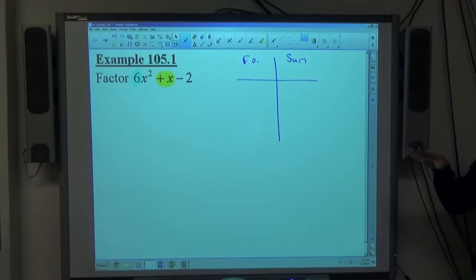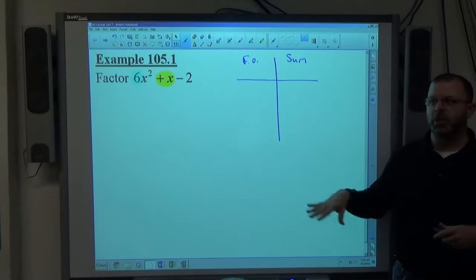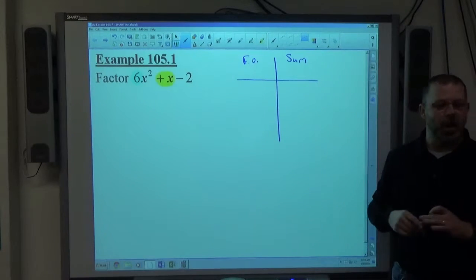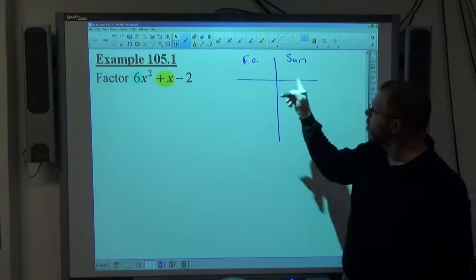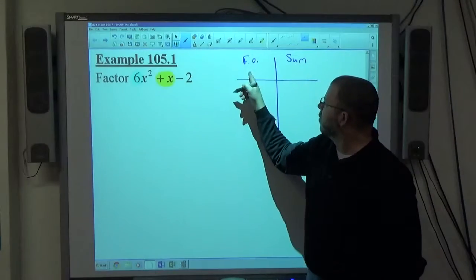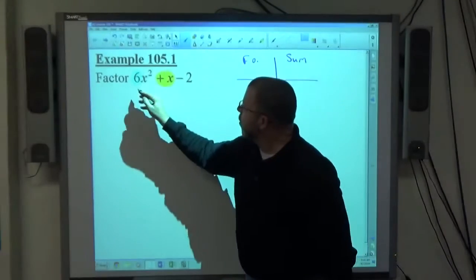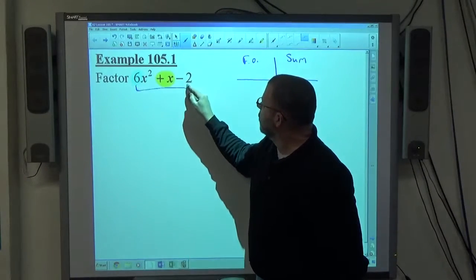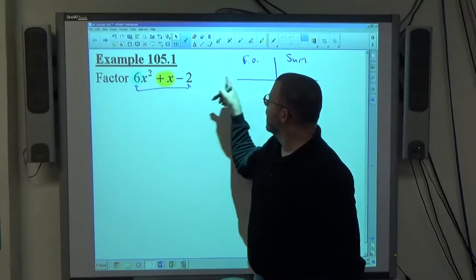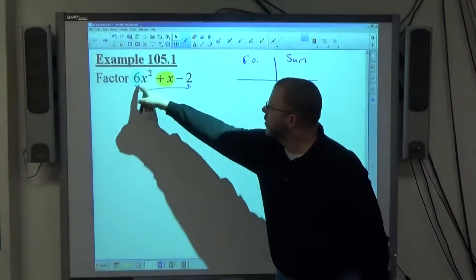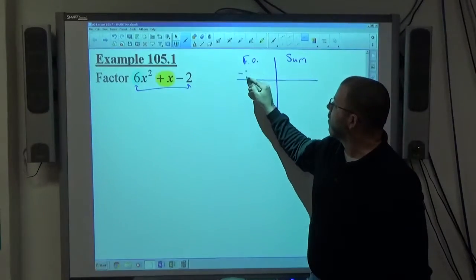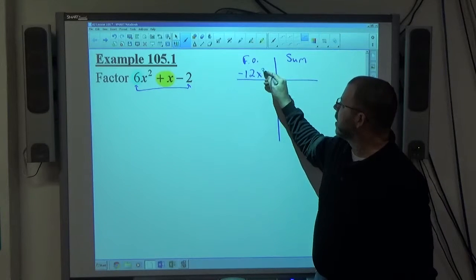We haven't really used the chart recently. We've been doing more guess and check with these, so I'd have to go back to how to do the chart. But what we did before was I put a -2 here and a +1 there, right? That's how we did it before. When you get a lead coefficient, what you have to do is multiply these two together to get what goes here. So 6 times -2 makes -12. And I'm going to put x squared on that.